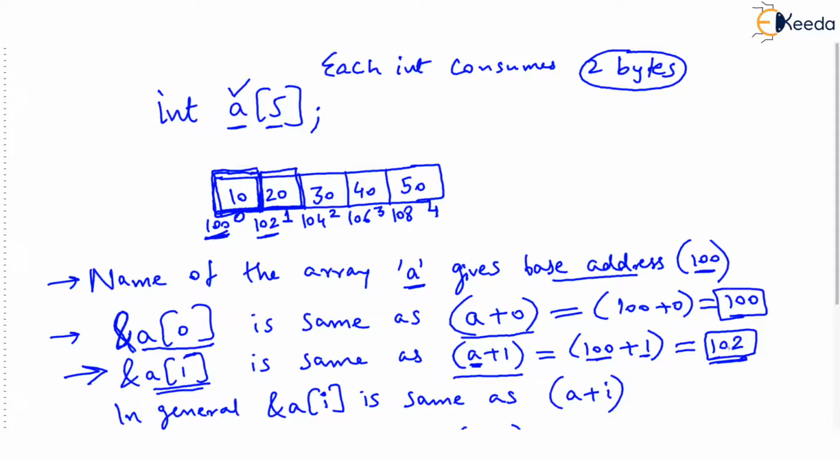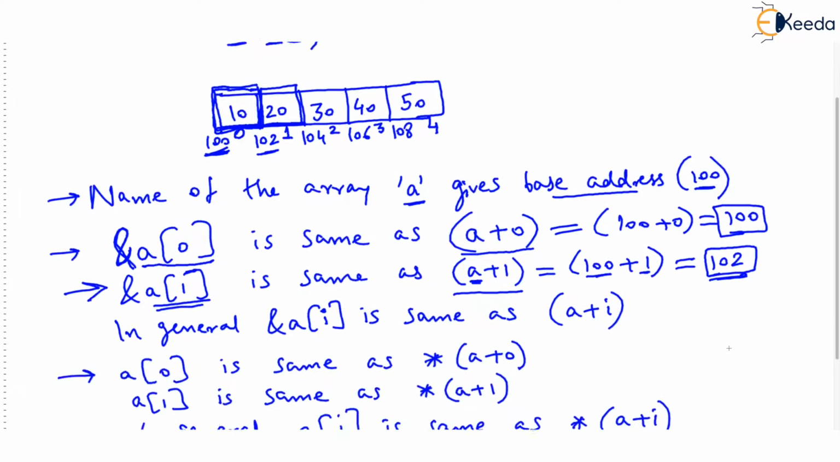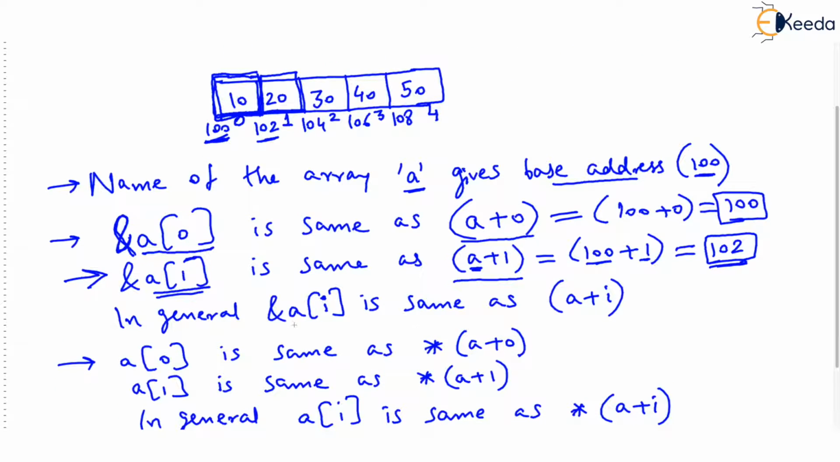So in general, if you want address of any ith element, just check this. If you want address of ith element, then you write ampersand AI. But this is same as A plus I. I hope you are revising the facts with me before we learn 2D array.